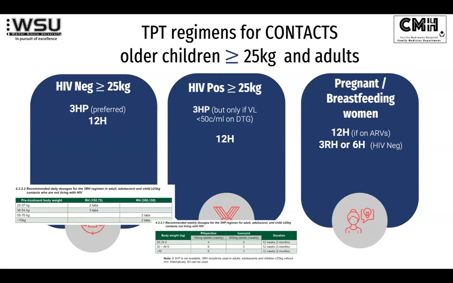But an HIV negative pregnant woman who's had high exposure, we can't do the rifampicin, so they can get the 3 months of rifapentine or 6 months of INH.